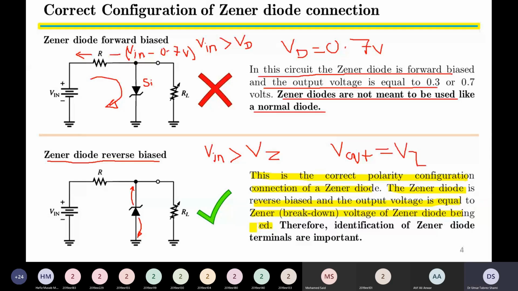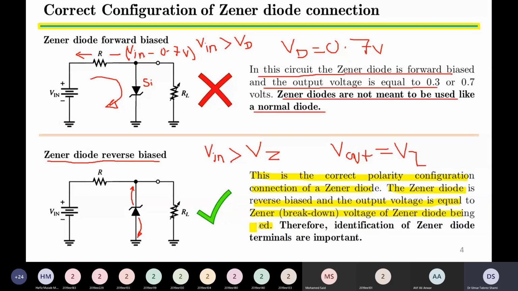So in this slide, we have learned two things. First, we have learned the correct configuration of the Zener diode, and secondly, we have learned that it is important to identify the terminals of the Zener diode. We cannot just randomly connect the Zener diode in our circuit and expect the output voltage to be equal to VZener. No, we have to first identify the terminals of the Zener diode and then connect it in the reverse bias condition. Only then will we get the proper functioning of the Zener diode.